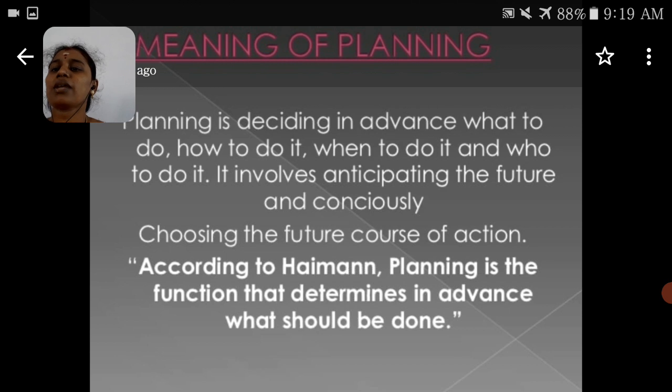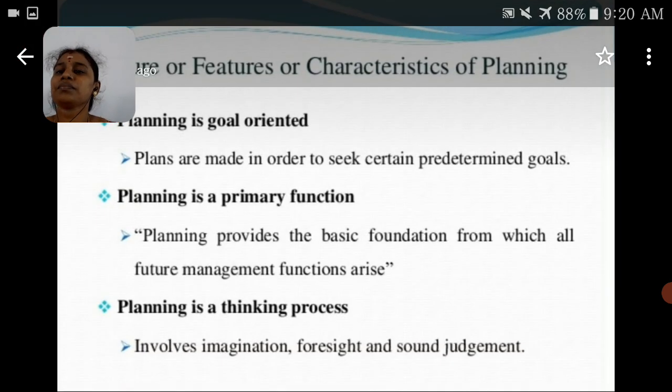Meaning of planning. Planning is deciding in advance what to do, how to do, when to do it and who is to do it. It involves anticipating the future and consciously choosing the future course of action. According to Hyman, planning is the function that determines in advance what should be done.